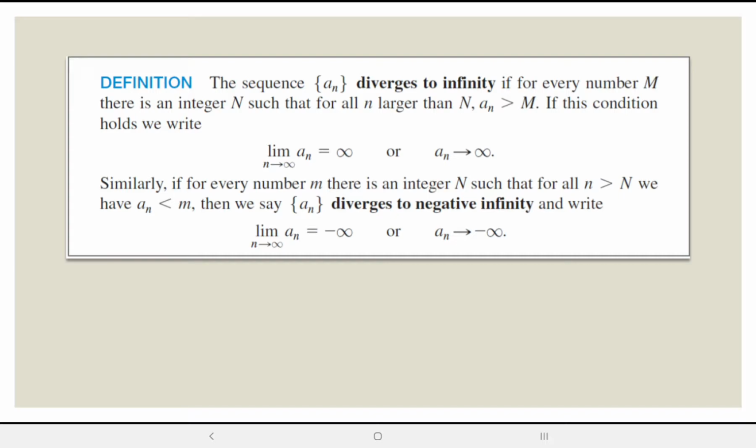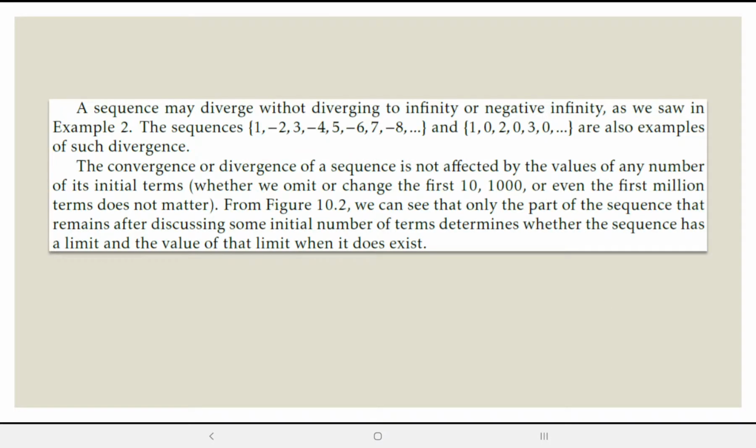Similarly, if for every number m there is always an integer n such that for all n greater than n, we have that the a sub n's are less than m, then we say that the sequence diverges to negative infinity, and we write the limit of a sub n is equal to negative infinity as n approaches infinity, and so on. Okay, so usually, parang na-discuss naman na kasi talaga natin ito sa Calculus 1 at sa Calculus 2. Okay? So we have another side note.